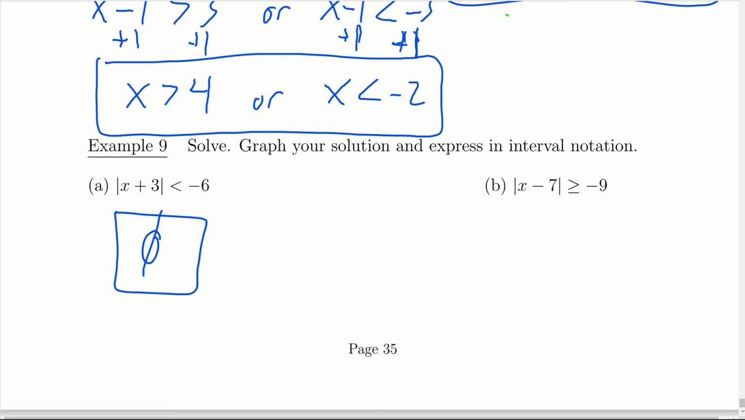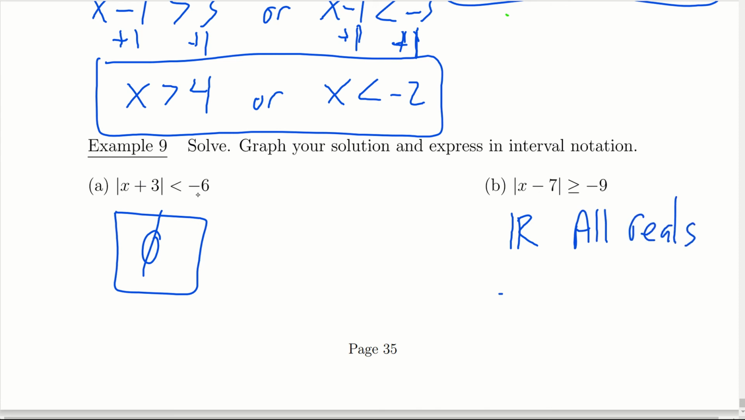Similarly, if we look at b, we have the absolute value of x minus 7 is greater than or equal to a negative. That will always happen, right? Absolute value will always be at least 0 or greater. So certainly this will always be bigger than the -9, which means that our solution set is going to be all real numbers. So you can write the stylized R symbol for the real numbers. You can use the word all reals.